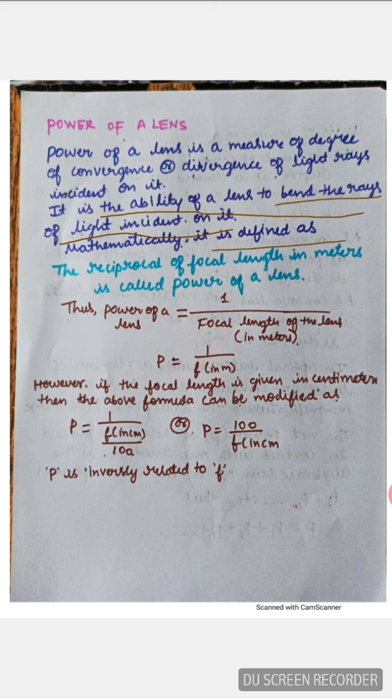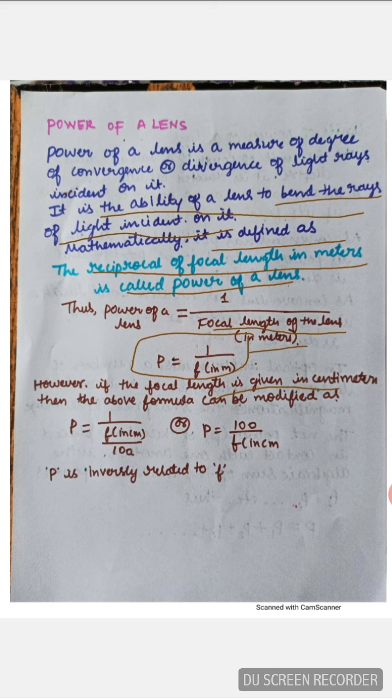So mathematically it is defined as the reciprocal of focal length in meters. The reciprocal of focal length in meters we call as power of lens. So thus the power of lens will be equal to 1 divided by focal length in meters. Mathematically we can write it as P is equal to 1 divided by F in meters. However, usually while solving problems the focal length will be given in terms of centimeters. So if the focal length is given in terms of centimeters, how to convert it into meters?